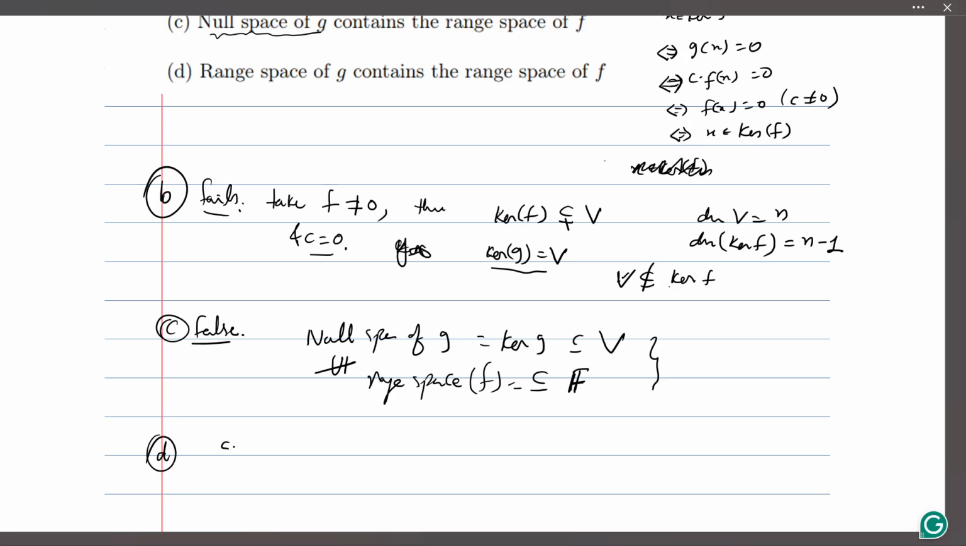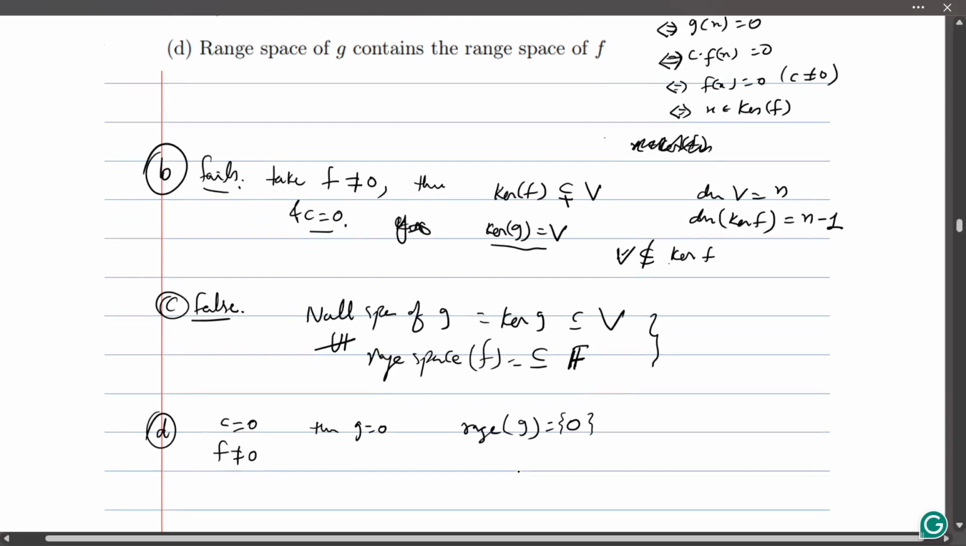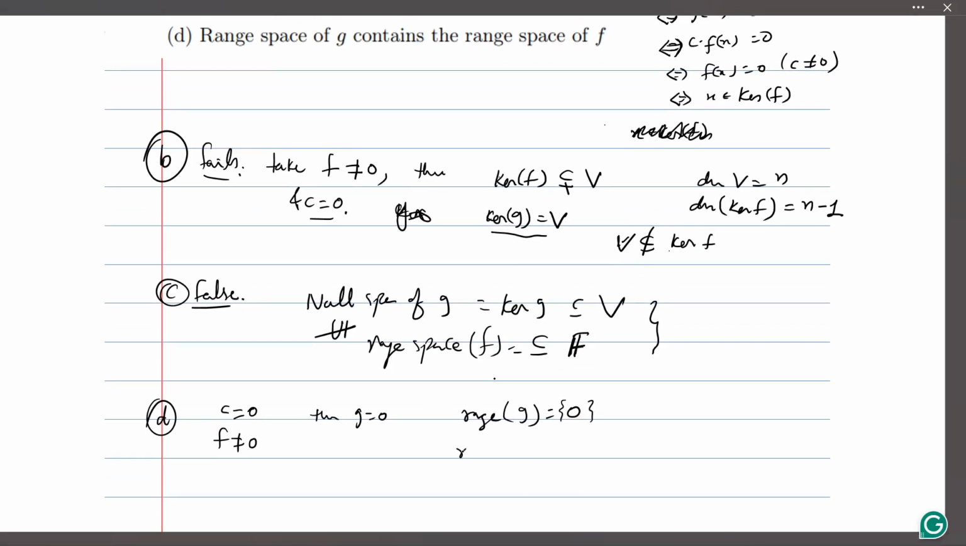Let's see. Take C equal to 0, F which is a non-zero linear functional. Then G is 0 because G is equal to C times F. So the range of G is just 0 in the field. And what about the range of F? This will be the whole field because F is non-zero.